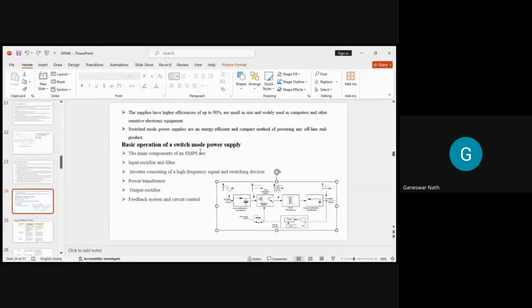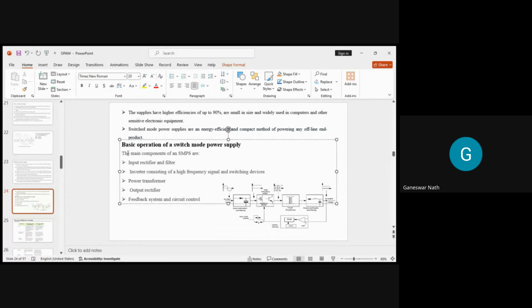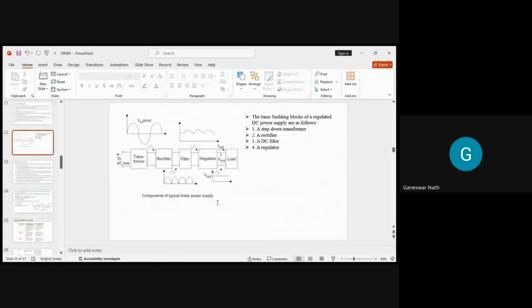So the basic operation of a switching mode power supply includes the main components of the SMPS, that is the input rectifier and filter, the inverter consuming the high frequency signal and switching devices, the power transformer, then the output rectifier, and also the feedback system and the control circuit. So these are the four basic features associated with this.